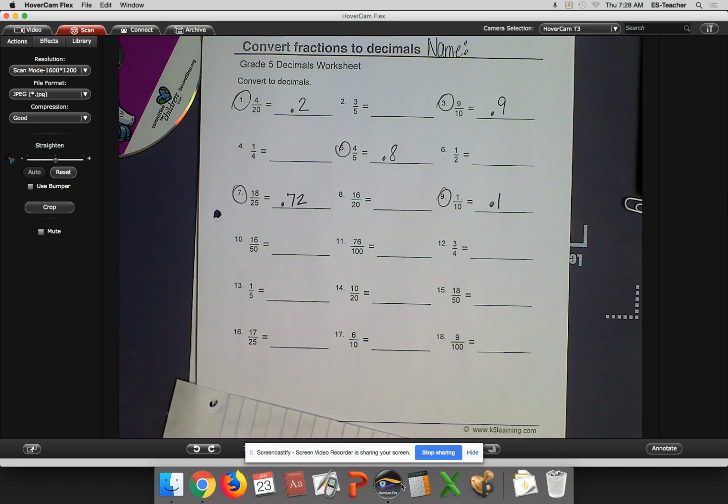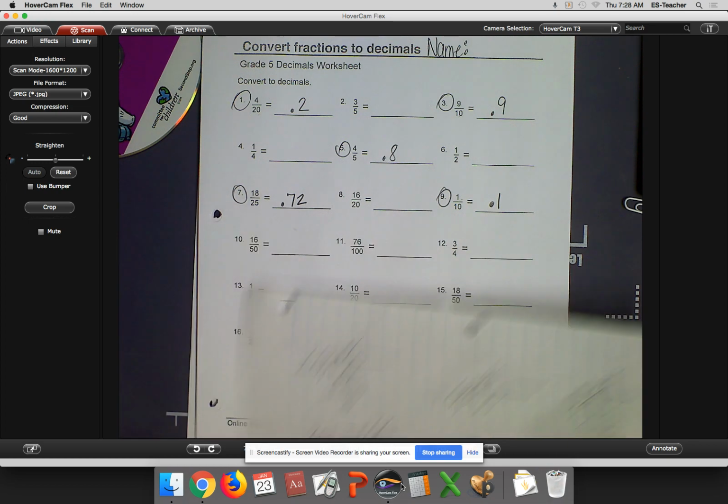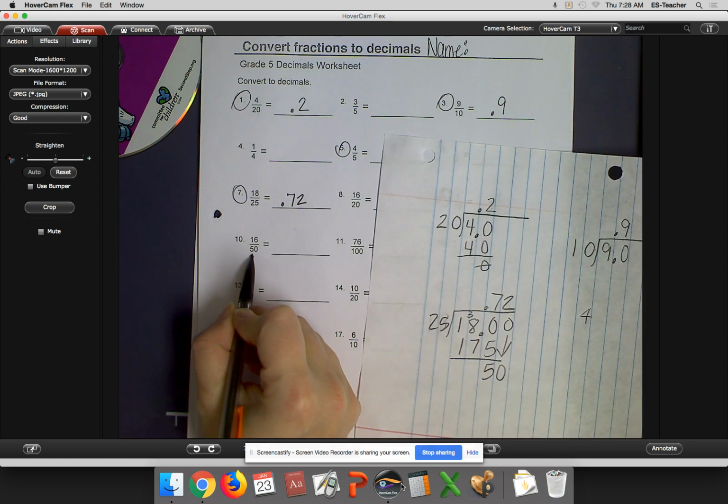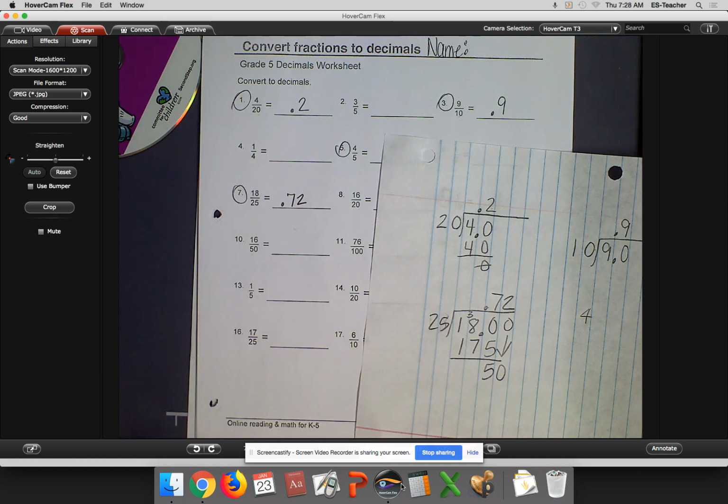All right, guys, I hope that you guys don't struggle with the homework. Do your best. Remember, your denominator is your dog, which goes on the outside. The numerator goes on the inside. Add your decimal and your zeros, and you should be fine.